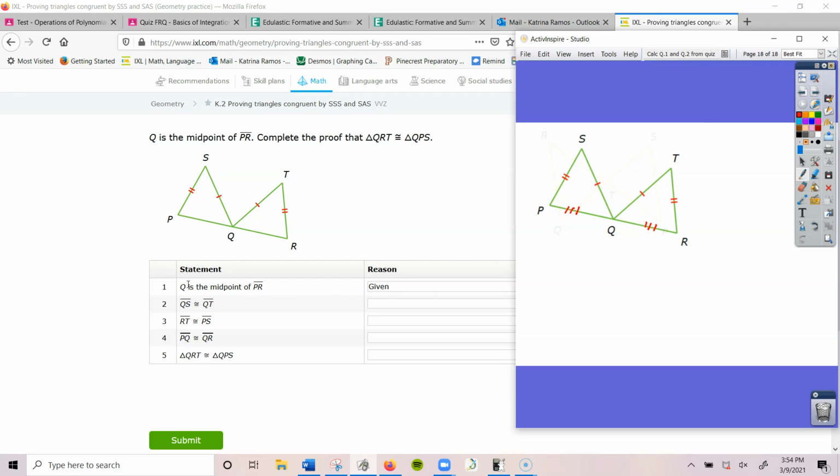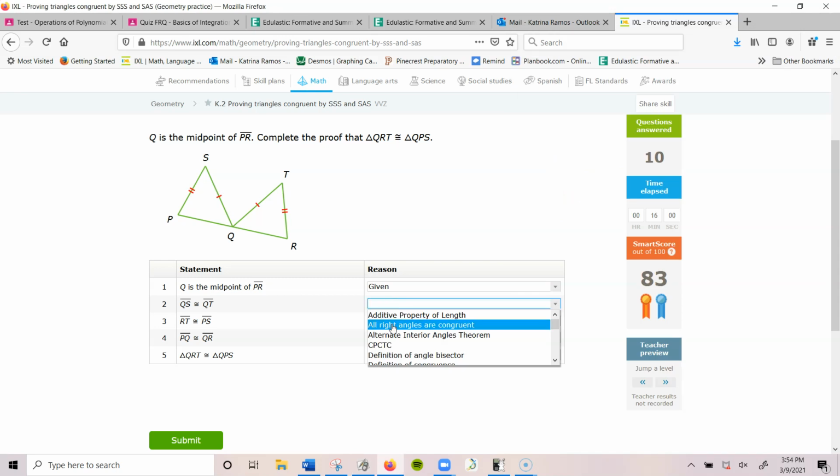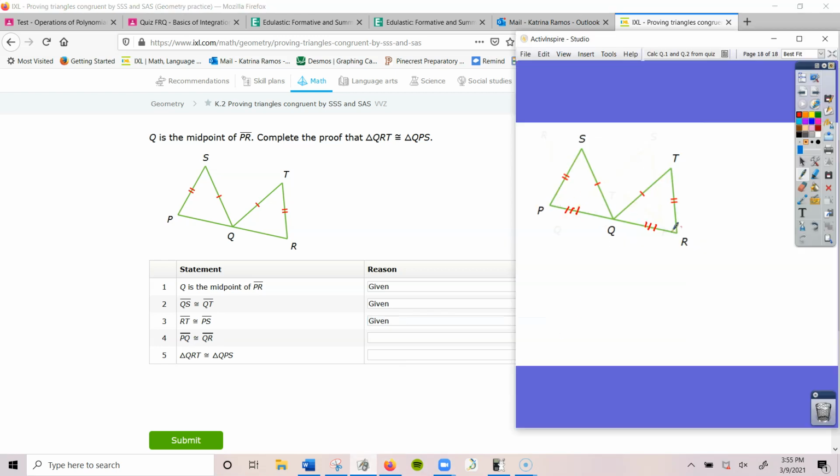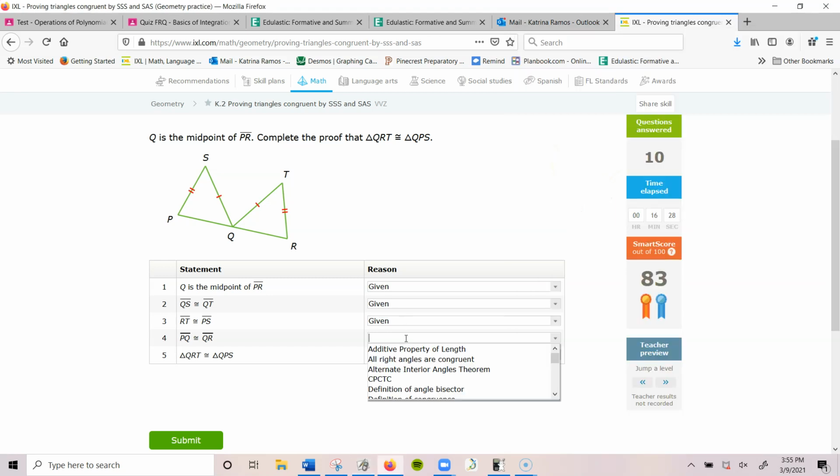So now if you look here, it tells you QS is congruent to QT. It's not written here, but it's given in the diagram. It's already marked for you. So this is also a given statement. Whether it's written out or drawn in the diagram, that's a given. RT is congruent to PS, also given in my diagram. Then PQ is congruent to QR, and that's what I've marked up here, the 3 lines. Since Q is the midpoint, either side would be congruent. So this is the definition of a midpoint.